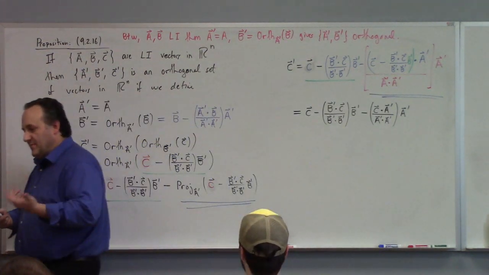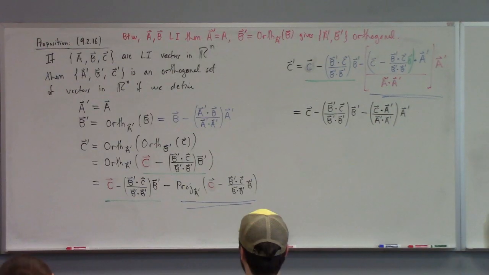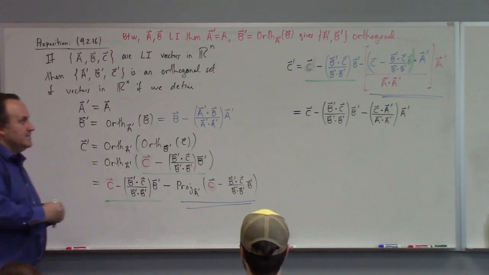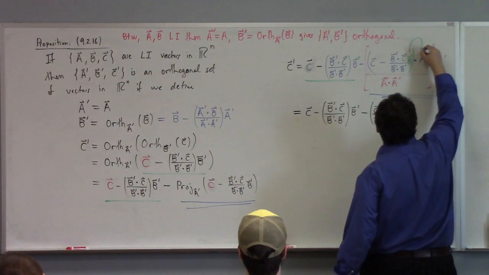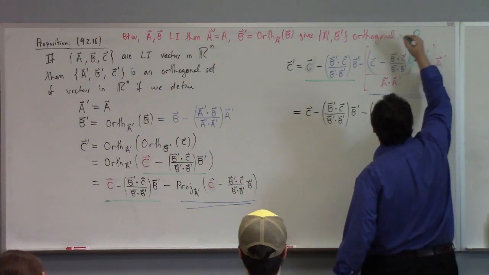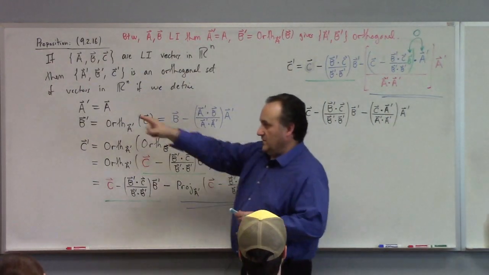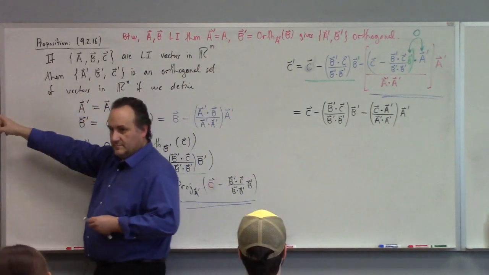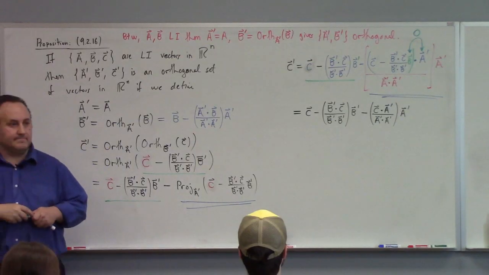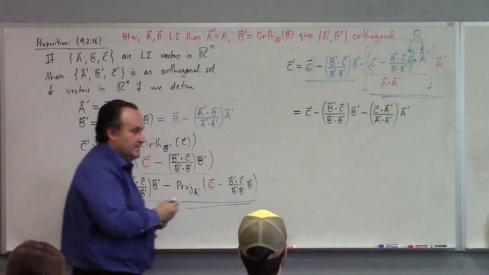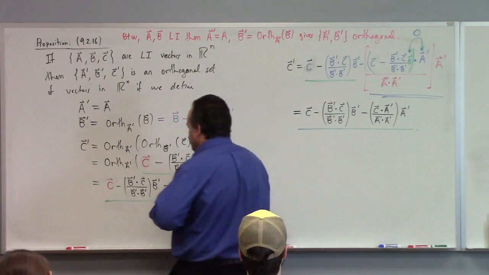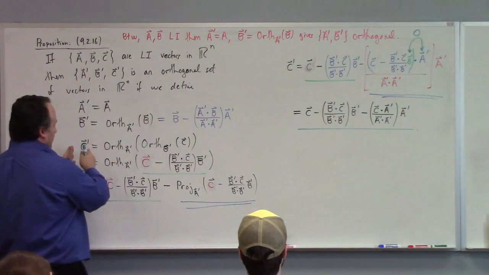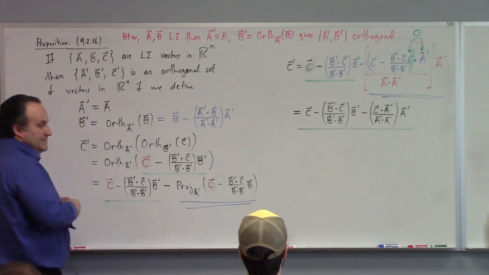A prime dot B prime is what? By construction, these are orthogonal. The dot product of orthogonal vectors is, see this right here? 0. We just showed it over here. All right? Lo and behold, this right here is the formula for the orthogonal projection of the orthogonal projection.